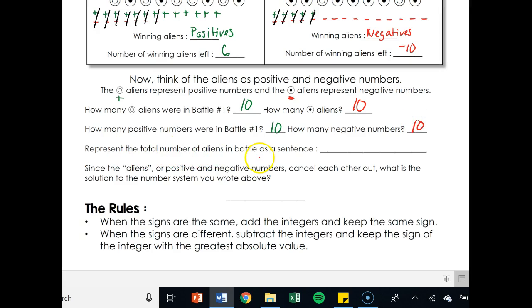They represent the total number of aliens in battle 1. That's basically saying 10 plus negative 10, just like we did. Since the aliens, positive or negative, cancel each other out, what is the solution that you wrote above? And we said 0, right? Basically, we said 10 plus negative 10 is an example of opposites adding together, or the additive inverse, remember.